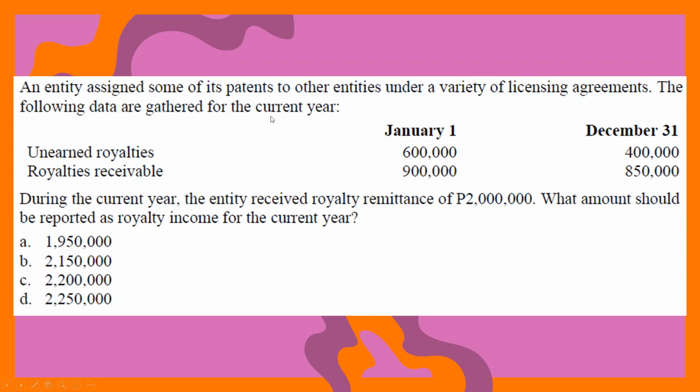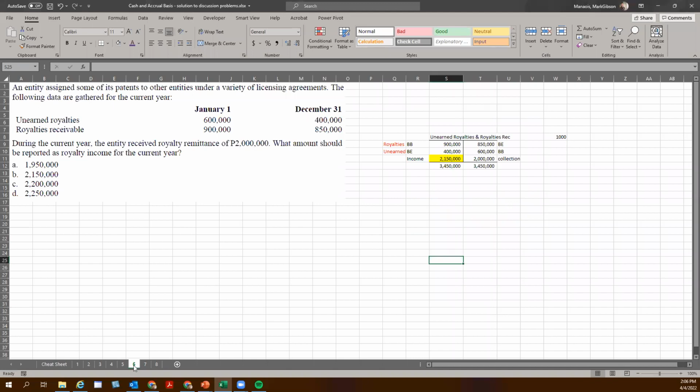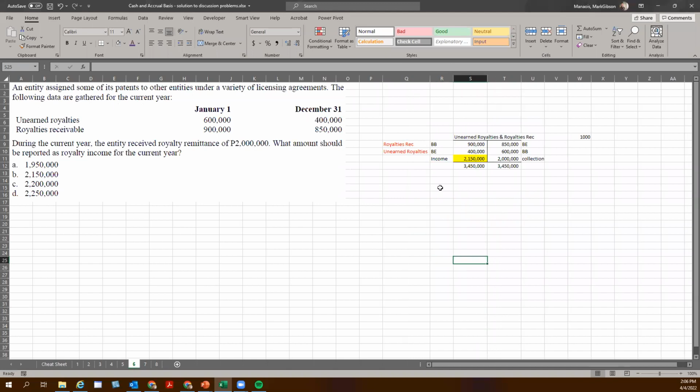An entity assigns some of its patents to other entities under a variety of licensing agreements. The following data are gathered for the current year. So we have unearned royalties and royalties receivable, beginning and ending balances. So parang same approach to problem number 5. But this time, we're looking into royalties and unearned royalties. Of course, unahin natin royalties.